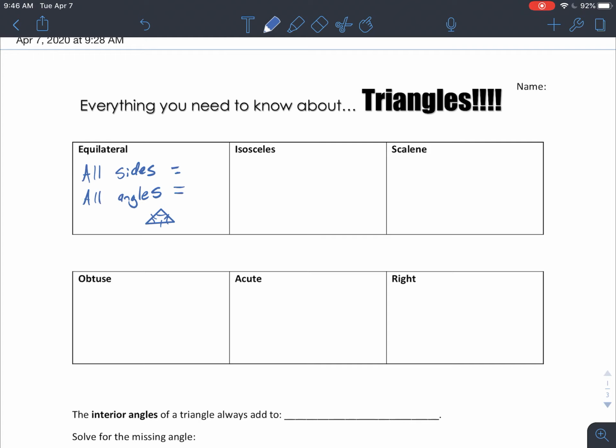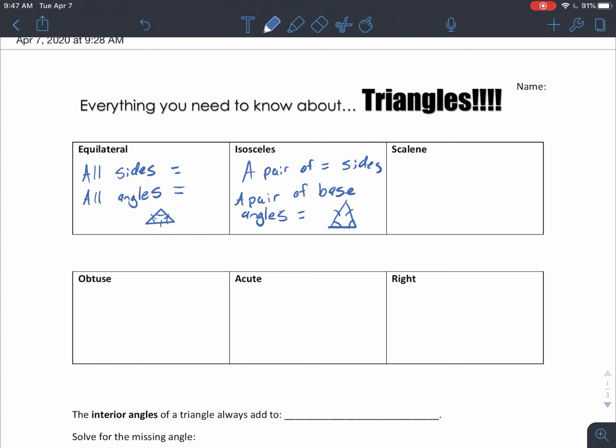Okay, an isosceles triangle has a pair of equal sides and then a pair of base angles that are equal. So what does that look like? It looks like usually these taller ones where these two angles are equal and these two sides are equal.